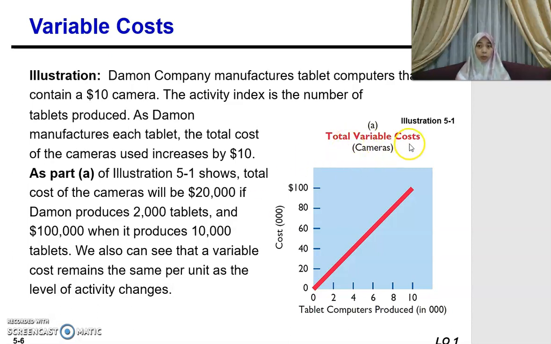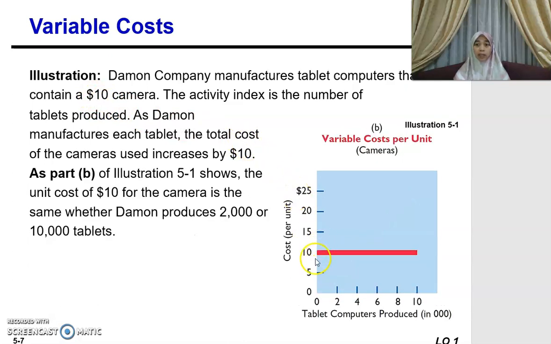And then what about the cost per unit? If you understand the total variable cost, the cost per unit is you just divide. For example, if you produce 2,000 units here, of course the cost will be 20,000 ringgit. If I ask you how much is the cost per unit, the cost per unit will be 20,000 divided by 2,000. So you will get again 10 ringgit per camera. If my question is how much is the variable cost per unit, your answer will be 10 ringgit per unit.